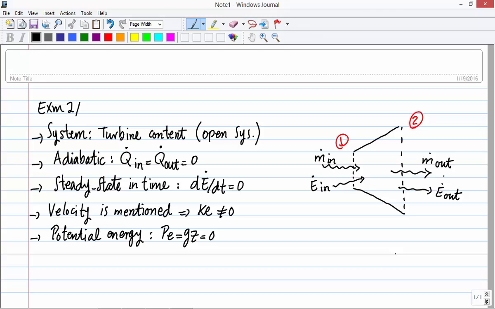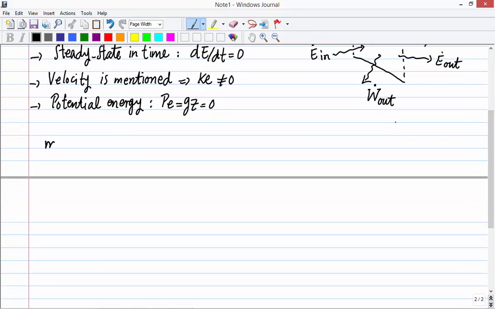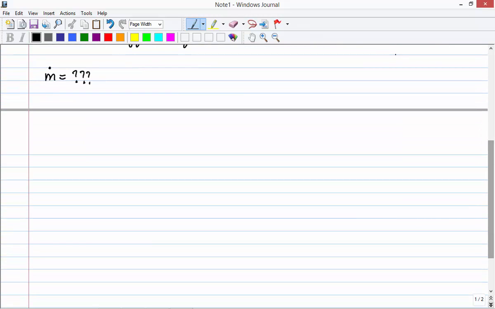If you're talking about something which is not carried by mass, that energy rate should cross through real boundaries, which would be work in this case, right? So the turbine is giving us W dot out. It's providing the work. That's it. So what is the question? The question is: how much is the value for the mass flow rate? Here's the question. So as always, I need to write my summary table.